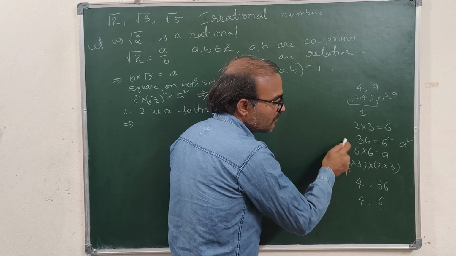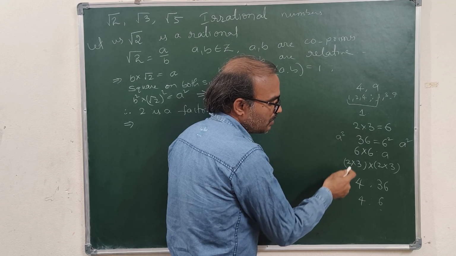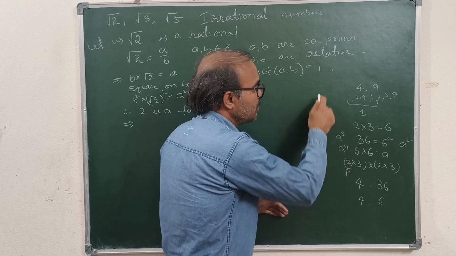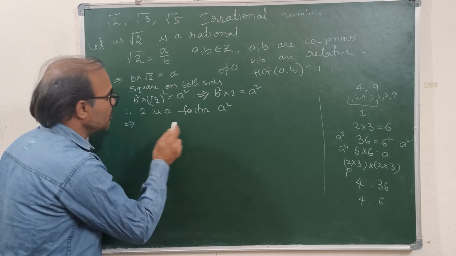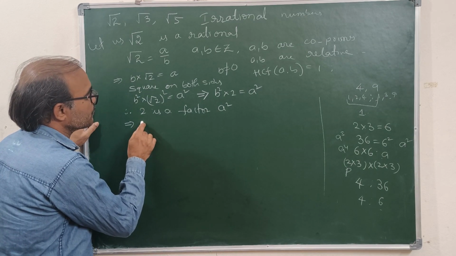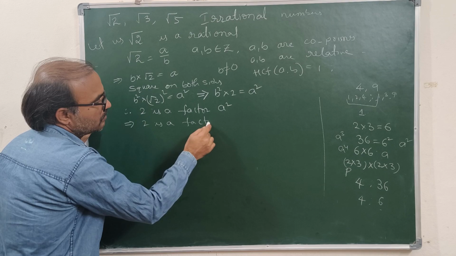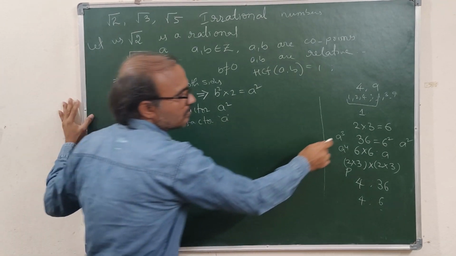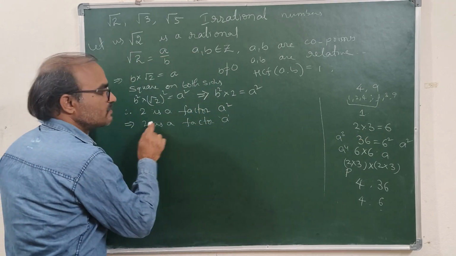So we can apply the same for a cube also. If a prime number p is a factor of a cube, then p must be a factor of a. We can apply the same for a power 4, right? So here what we conclude is, therefore, 2 is a factor of a. So again by this rule, 2 is a factor for a.